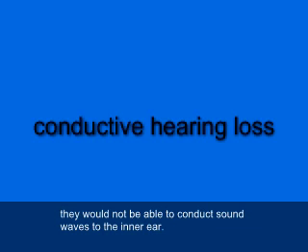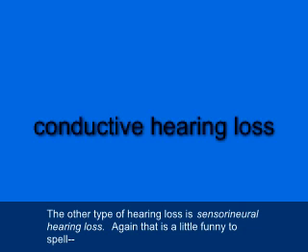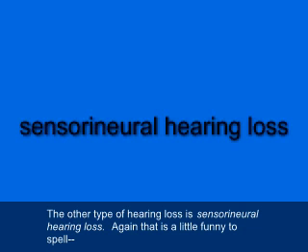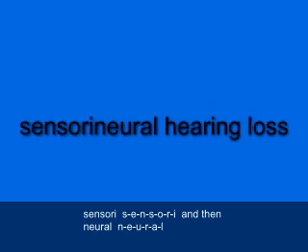Another possibility would be, say, the auditory ossicles were seized up or broken. Something was wrong there. They would not be able to conduct sound waves to the inner ear. Now, the other type of hearing loss is sensorineural hearing loss. And again, that's a little funny to spell. Sensory, S-E-N-S-O-R-I, and then neural, N-E-U-R-A-L.